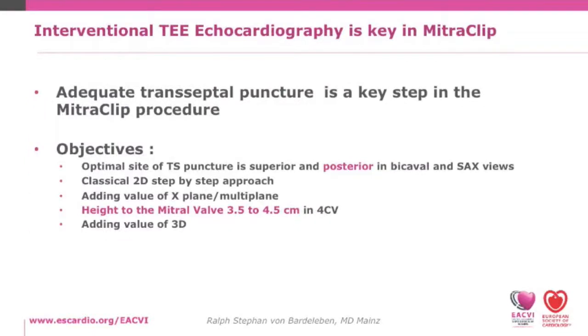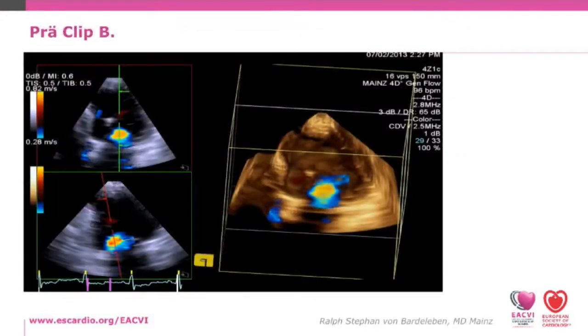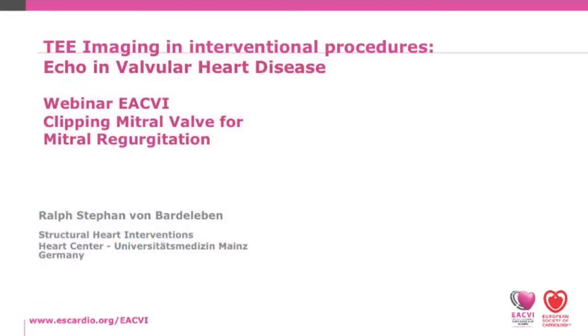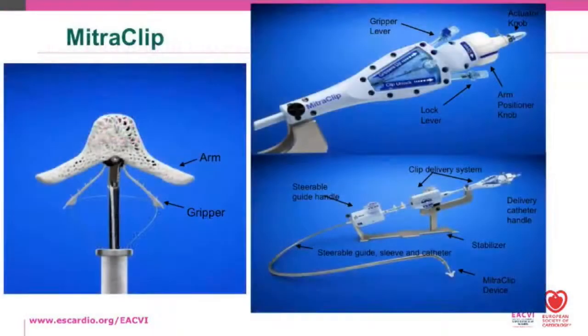The adequate transseptal puncture is a key step in the MitraClip procedure. It's very important to puncture posterior and superior to come high enough and to be above the commissure. And the height to the mitral valve has to be 3.5 to 4.5 centimeters in the four-chamber view. We will see this in a second.